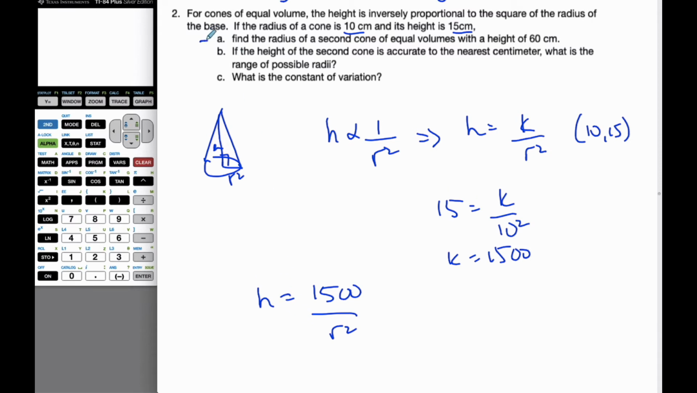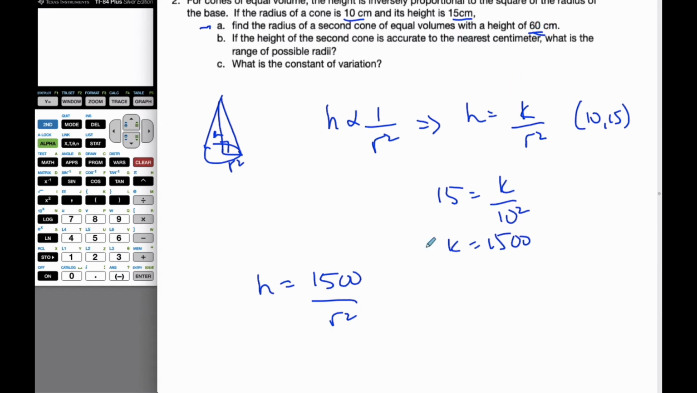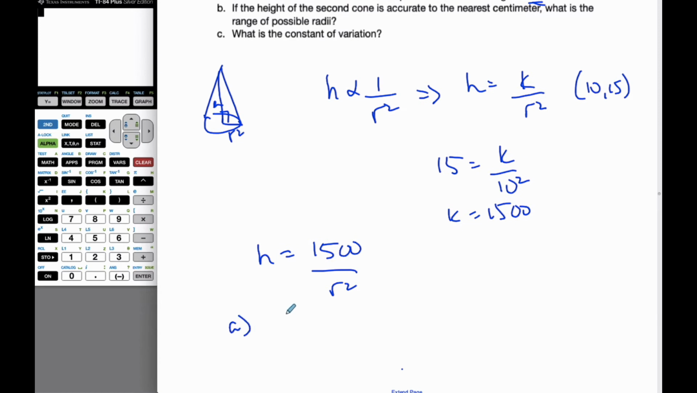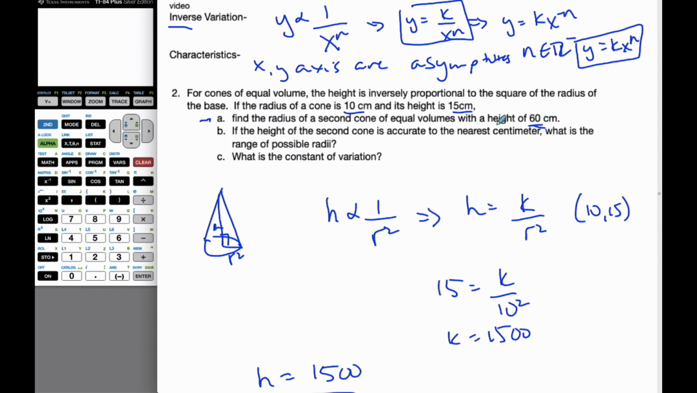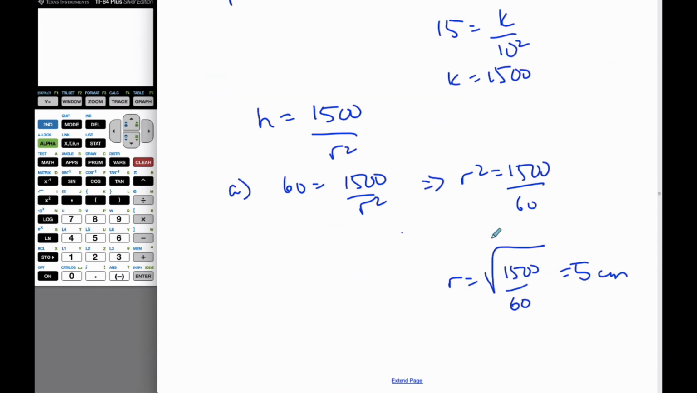Now if I look at the next part, it says find the radius of the second cone of equal volume if the height is 60. Well, if I know the height is 60, then I can calculate my radius squared by putting the values into here. The radius squared will be 1500 over 60, and if I take the square root of both sides, when I divide that, this works out to be exactly 5 centimeters. I believe centimeters is my unit, and it is. So using our equation, we're able to find the radius.